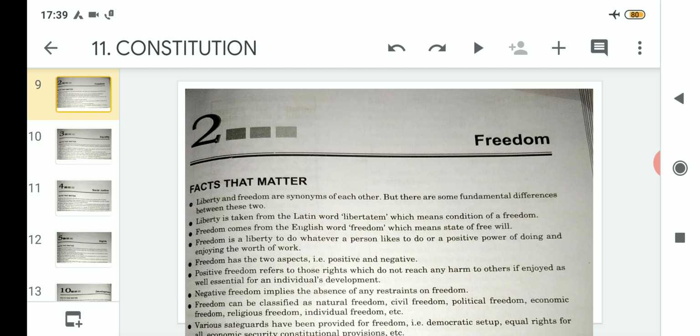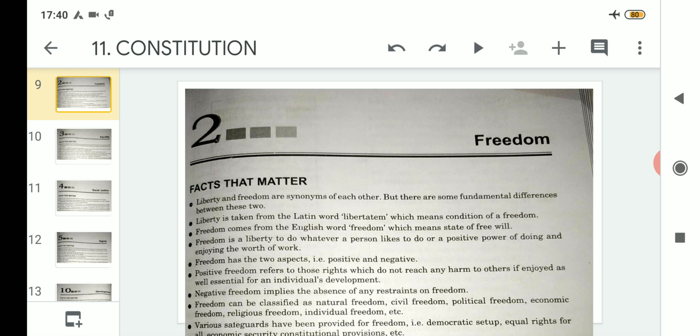So freedom is a liberty to do whatever a person likes to do, or a positive power of doing and enjoying the worth of work. It is actually a freeness to do whatever a person likes to do. That means if you are getting freedom, you have the freeness to do anything that you like. Freedom may also be defined as a positive power of doing. Whatever you are doing is on the positive side, and along with doing, you are enjoying the work also.